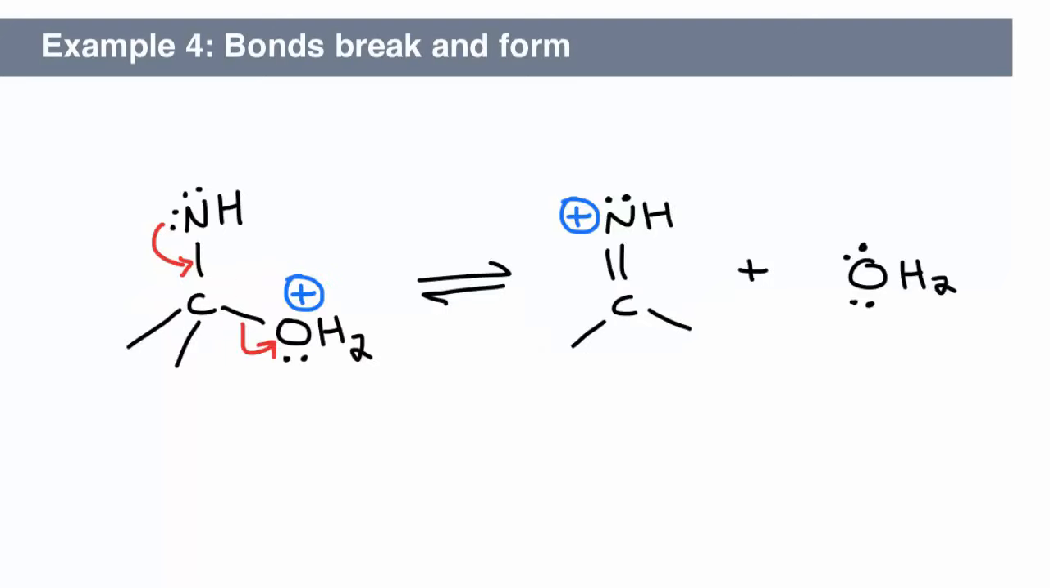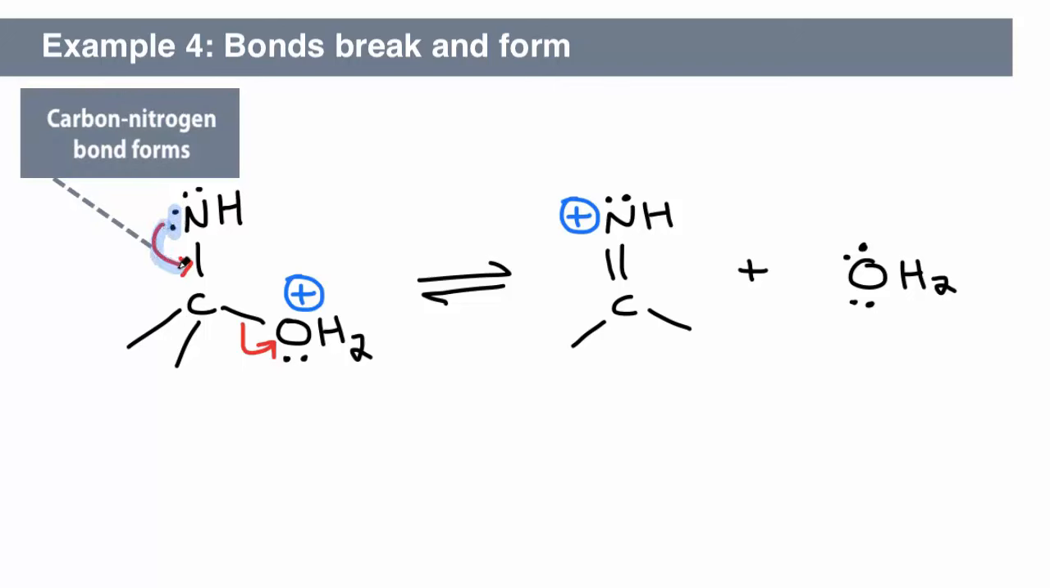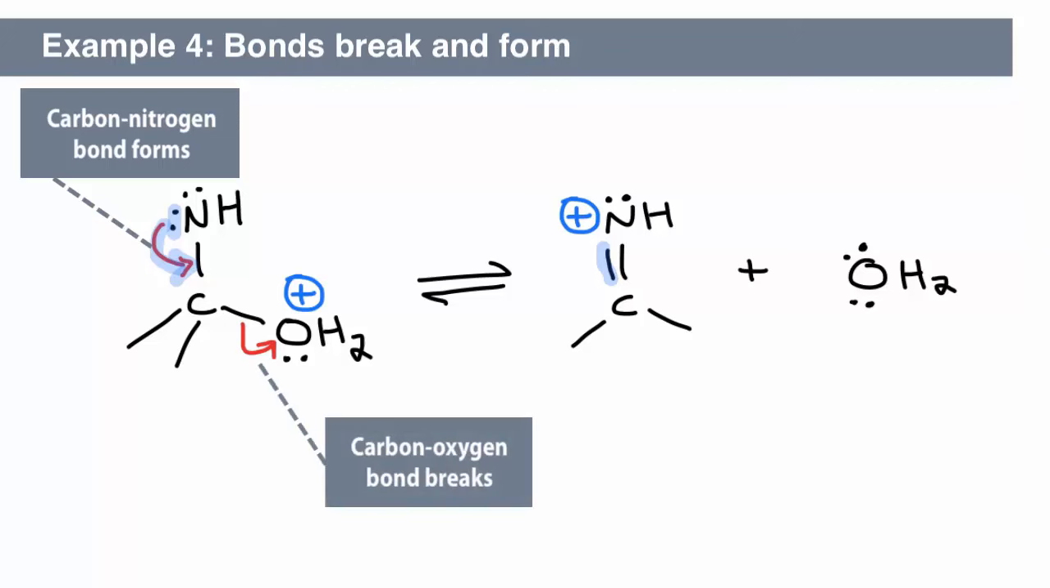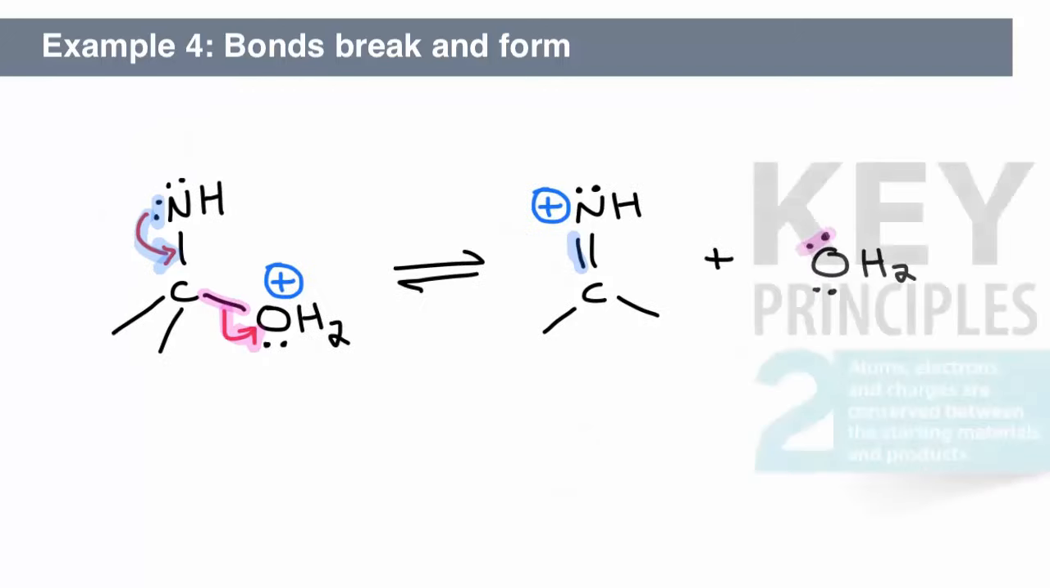In this 4th and final example, one bond forms and another bond breaks simultaneously. This is also called a concerted reaction. The left-hand arrow shows a new bond forming between the nitrogen and carbon atoms. The right-hand arrow shows the carbon-oxygen bond breaking, with the electrons moving to the oxygen atom. There is a new nitrogen-carbon bond. The electrons from the carbon-oxygen bond are now in the oxygen.